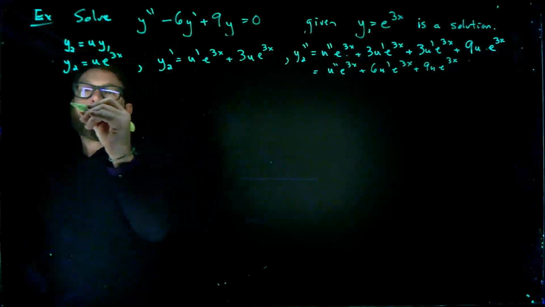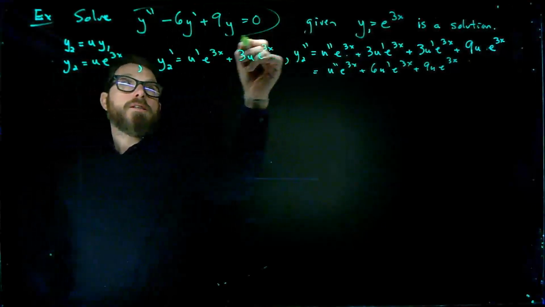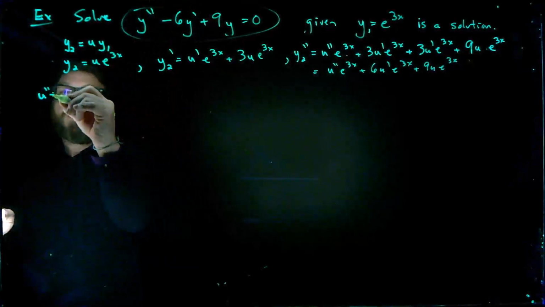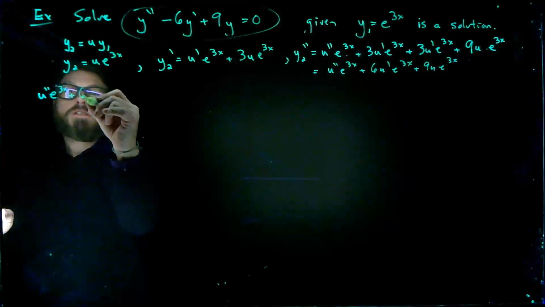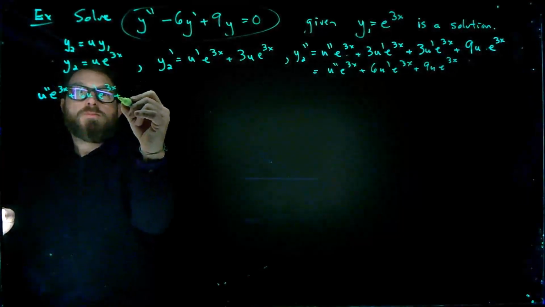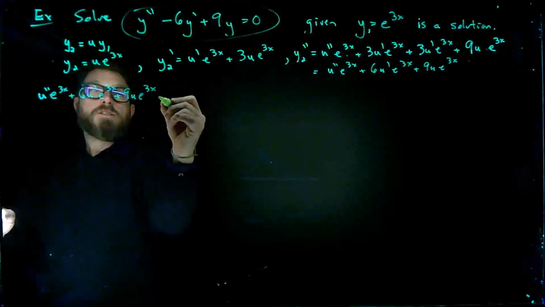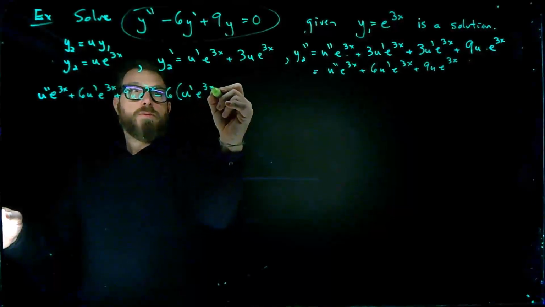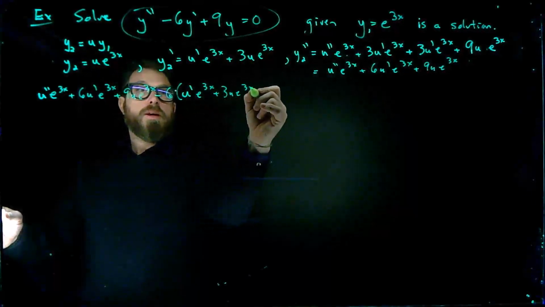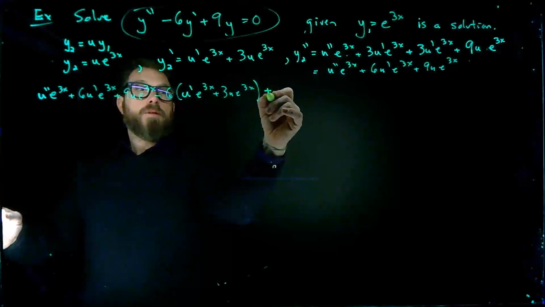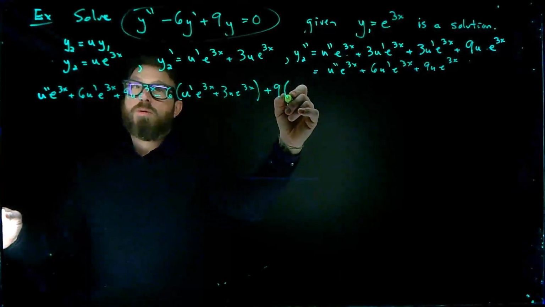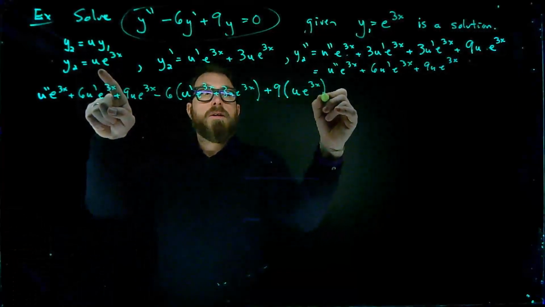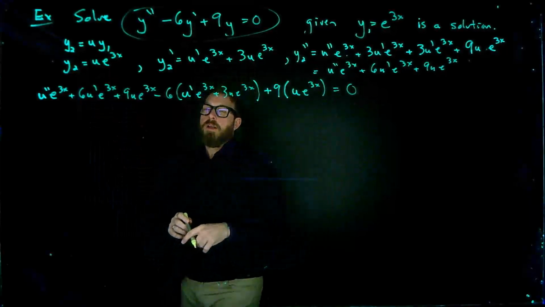So y double prime going in there, I'm plugging it back into this. So we're going to have u double prime e to the 3x plus 6u prime e to the 3x plus 9u e to the 3x minus 6 times the derivative, u prime e to the 3x plus 3u e to the 3x. And then plus 9 times our original function, which was right here. This is u e to the 3x. And this is all supposed to be equal to 0. Now again, what we're going to do is we're going to expand.